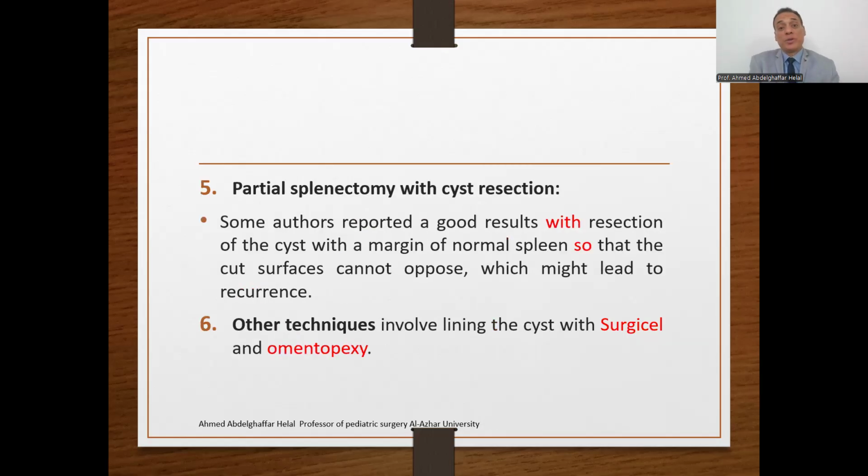Sometimes we need to perform a partial splenectomy, removing part of the spleen with the cyst. You should also remove a normal margin of the spleen so that the cut surface cannot oppose again, which might lead to recurrence. Some surgeons involve lining the cyst cavity with Surgicel or omentopexy to control or treat the splenic cyst.